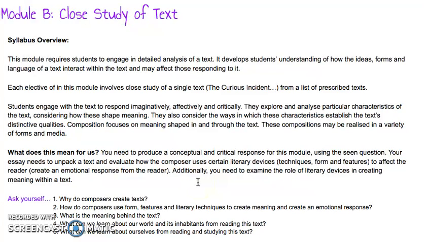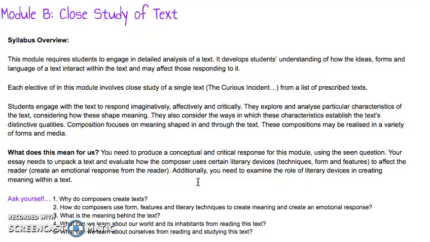Additionally, you need to examine the role of literary devices in creating meaning within a text. So there are three things that you need to remember here. A, what features has Mark Haddon chosen or deliberately picked to B, affect his readers, and C, make a statement, create meaning, challenge, and to apply it to the real world. So those are the three things that you need to really remember.